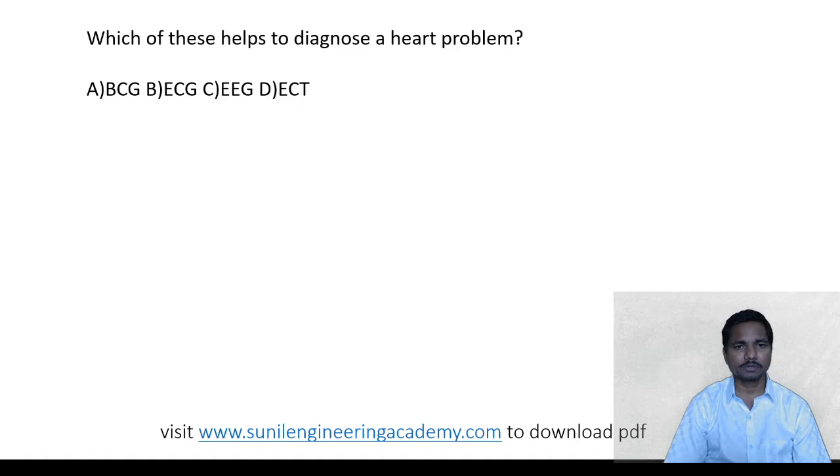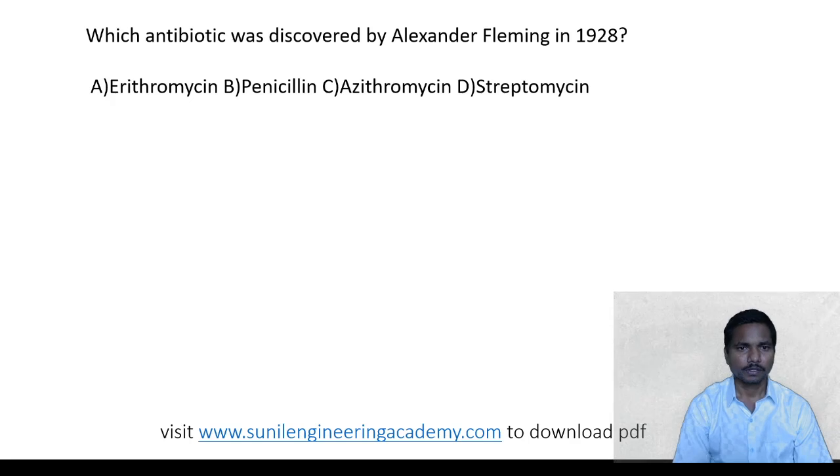Which of these helps to diagnose a heart problem? I think all of you know very well about this. That is nothing but ECG. Which antibiotic was discovered by Alexander Fleming? That is penicillin. Penicillin injection is an antibiotic, discovered by Alexander Fleming in 1928.